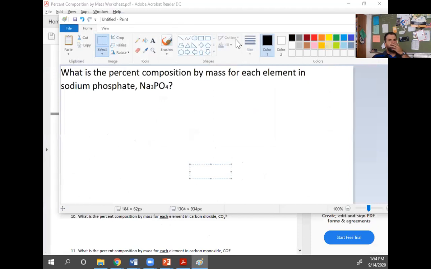There is my next example. What is the percent composition by mass for each element in sodium phosphate, which is Na3PO4?